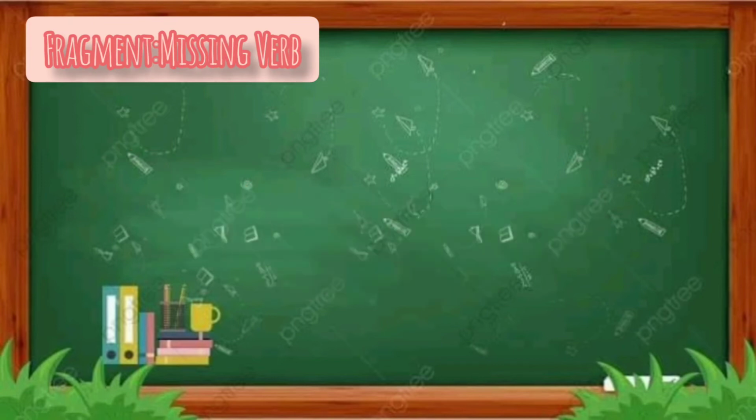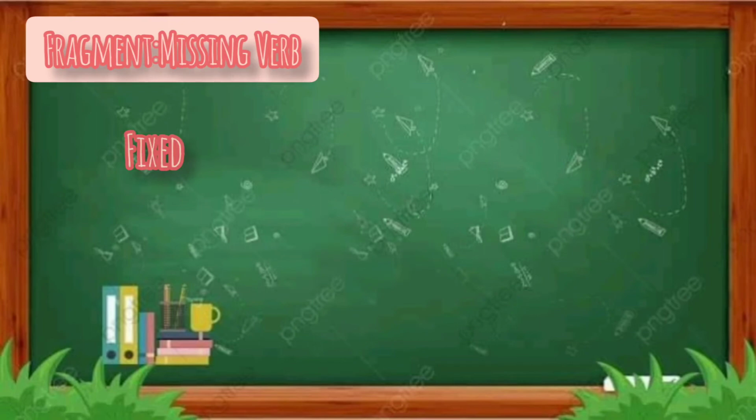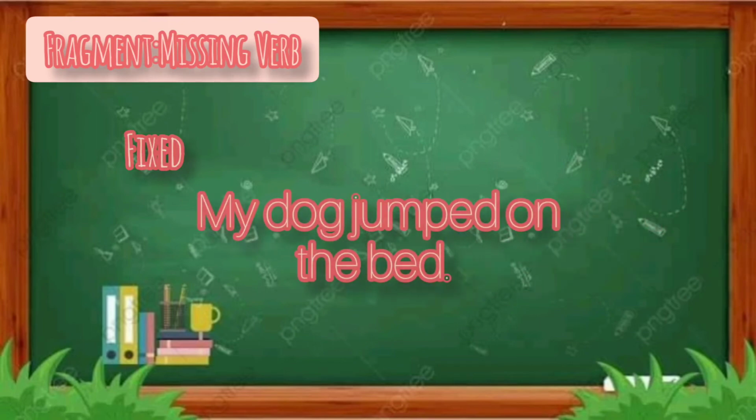Let's try another example of a missing verb: My dog on the bed. If the verb is missing, we don't know what the subject did. Allow me to correct the sentence: My dog jumped on the bed.